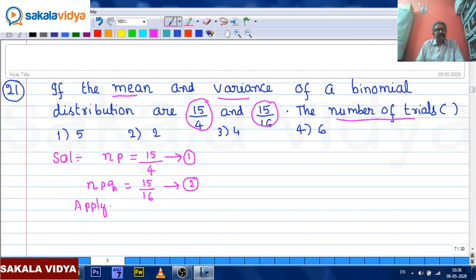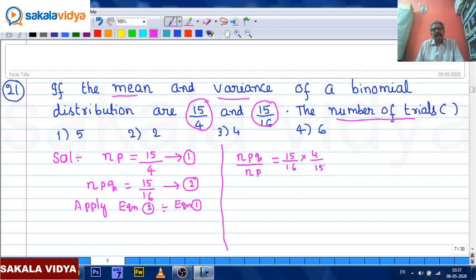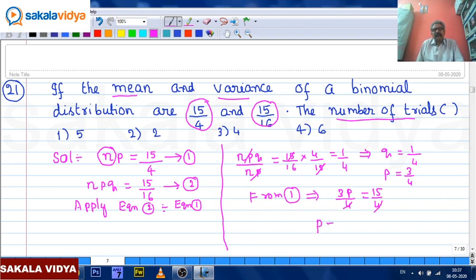Apply equation 2 divided by equation 1. Having divided, npq by np equals 15 by 16 upon 15 by 4, that we can write 4 by 15. 15 cancel, we have 1 by 4. np cancel, this is q equals 1 by 4. Now p will be 4 minus 1, 3 by 4. From 1, p is replaced by 3 by 4, that will be 3n by 4 equal to 15 by 4. 4 gets cancelled, n is equal to 5. So 5.